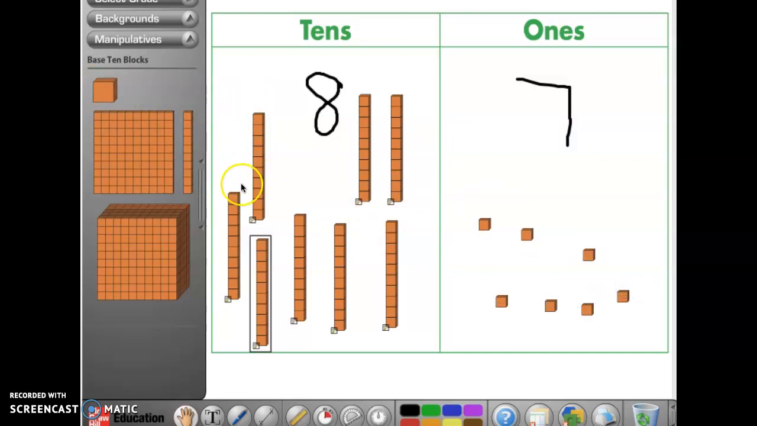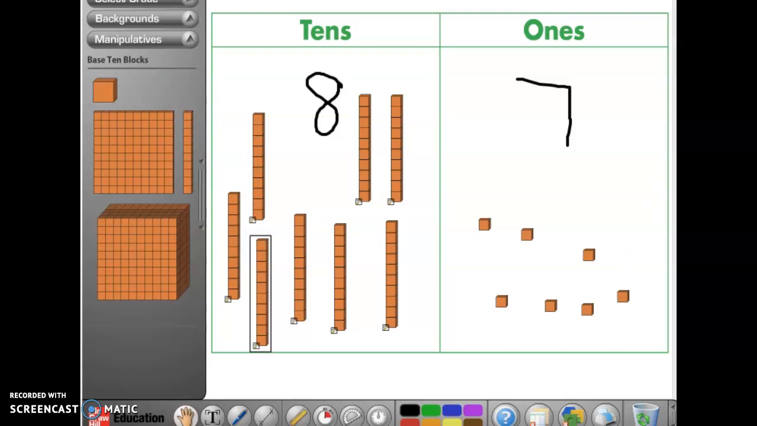Okay, so here is 87 with base 10 blocks. I'll go ahead and count them: 10, 20, 30, 40, 50, 60, 70, 80, 81, 82, 83, 84, 85, 86, 87. Now if I was going to just write that number, I would squish the two digits together and it'd be 87. But I need to be able to see it in tens and ones.